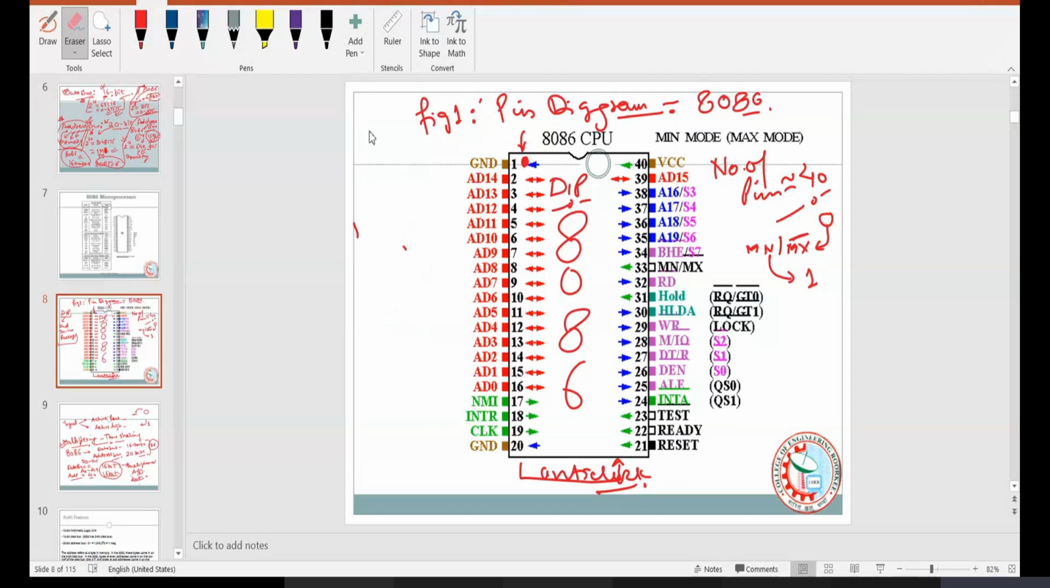Fine. Okay, then we'll discuss ground in the next class. But let's discuss the multiplexing first.